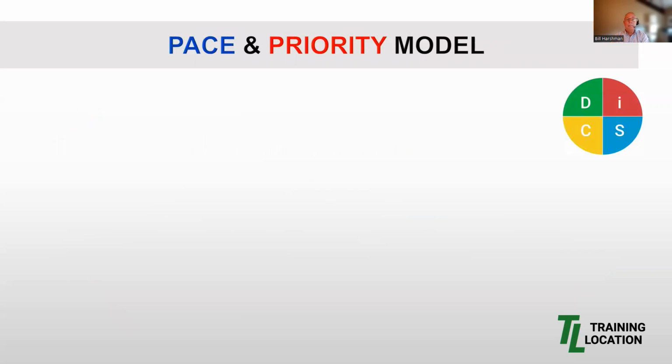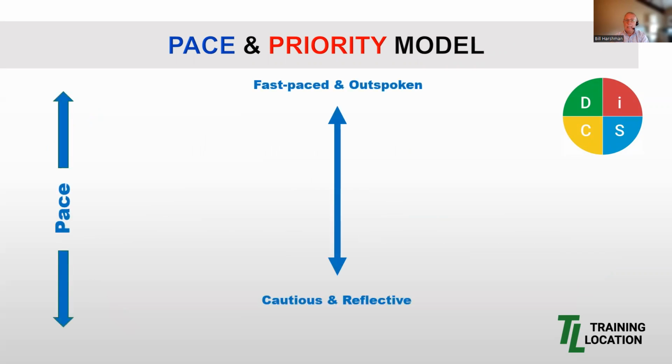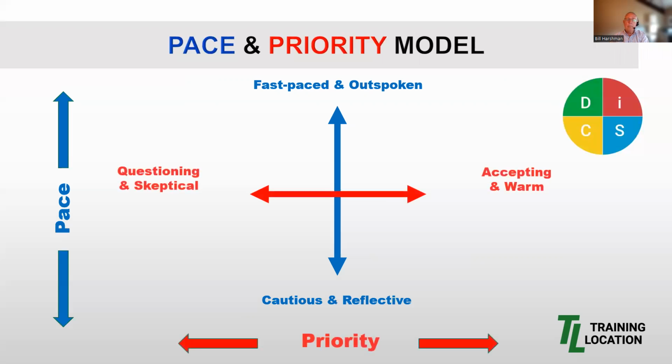Let's take a look at what I call the PACE and priority model. It's the essential tool for preliminary diagnosis, discussion, and understanding DiSC styles and their relationship to each other. The vertical dimension represents what I call PACE, and we see the descriptors at the top and bottom of that PACE continuum. This is referred to as your outward activity level. The horizontal dimension represents what I call priority, and we see those descriptors at the left and the right of that priority continuum. I like to refer to this as your agreeableness quotient.